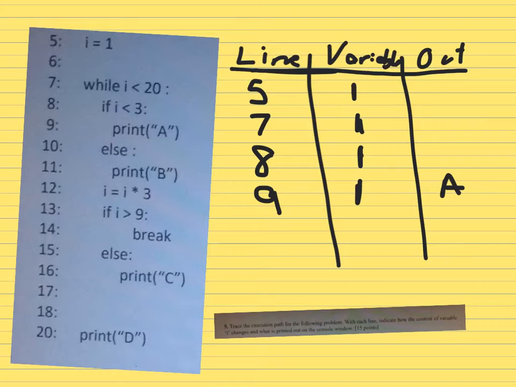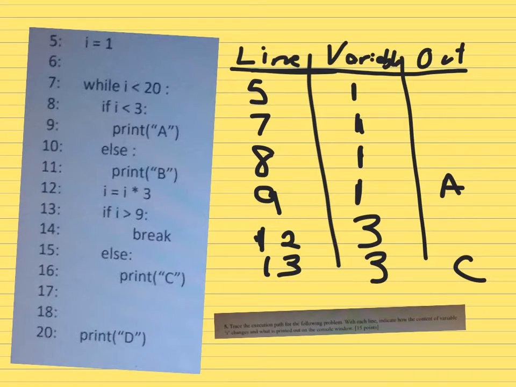And 12 looks like some sort of increment where I equals I times 3. So at number 12, 1 times 3, the current value of I will now be 3. And we'll go to the last if I is greater than 9, number 13. 3 is not greater than 9. That's false. So the value is still 3, and we'll print C.